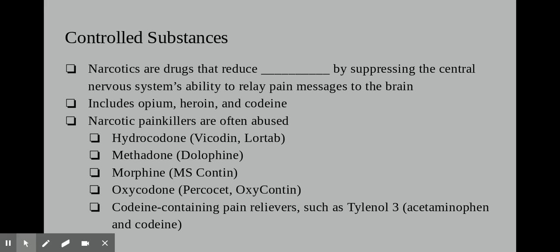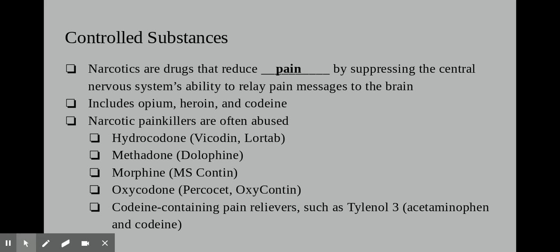Narcotics reduce pain. They suppress the central nervous system from relaying pain messages to the brain, so the brain doesn't receive those messages anymore. So your body is still feeling the pain, but your brain is not sensing the pain, so you don't feel that pain anymore. That's really the point of it.